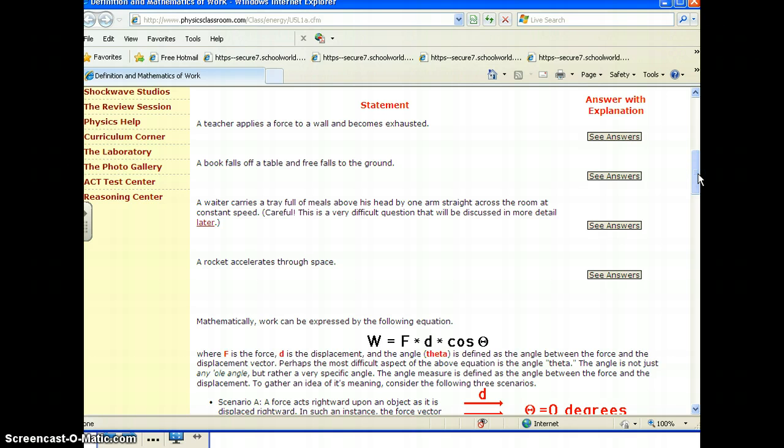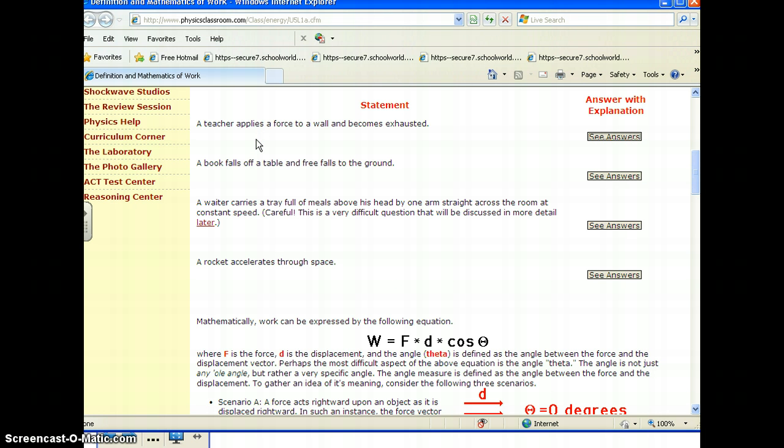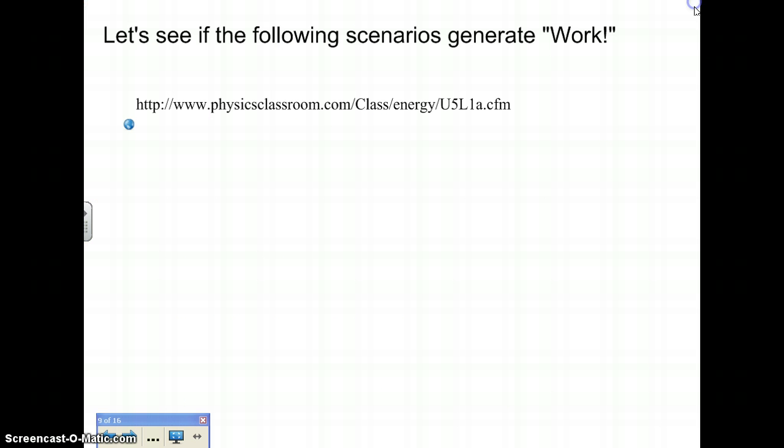So a teacher applies a force to a wall and becomes exhausted because the wall doesn't move. Well, there's no work being done, right? So you just click on C answer, and then it'll pop up and tell you, no, this is not an example of work. The wall is not displaced, so therefore there is no work that is being done. Please make sure you look through those.